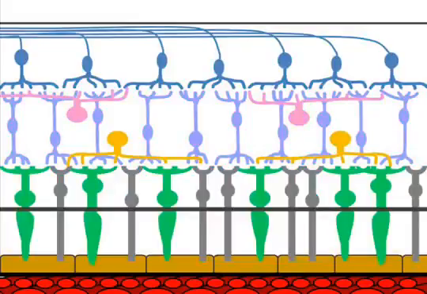In this video, colors have been used to differentiate the various cell types, but in reality almost all of these cells are transparent.